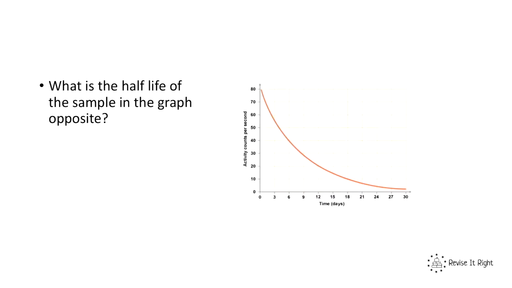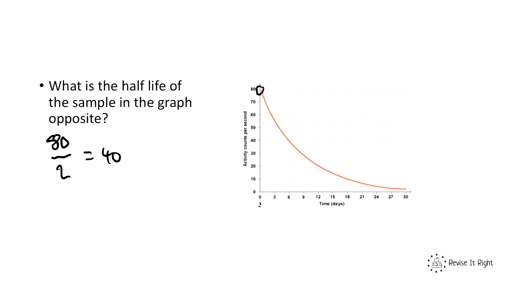Now, you may also be asked to work out the half-life from a graph. So the first thing you need to do when doing this is find the initial activity. And that is the amount of counts or becquerels after 0 days. So that's here. So our initial activity is 80. Then we need to find half of that. And all we have to do is divide it by 2, which is 40.